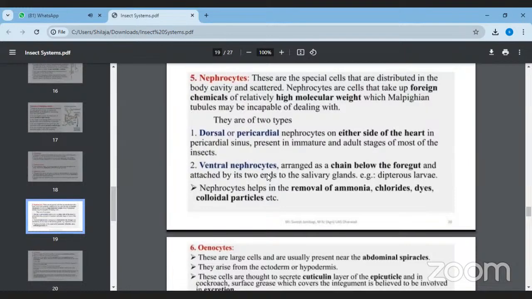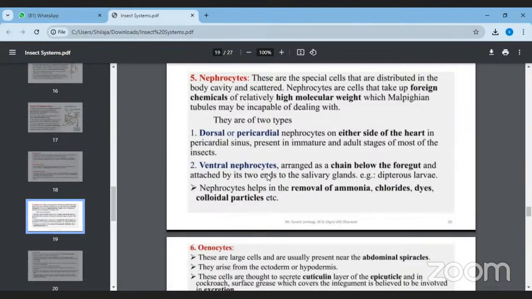Other than this description of the ions and so on, we also see the nephrocytes playing an important role. These are special cells that are distributed and scattered in the body cavity. Nephrocytes take up foreign chemicals of relatively high molecular weight, which Malpighian tubules may be incapable of dealing with.